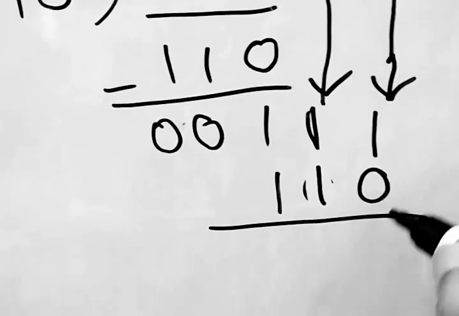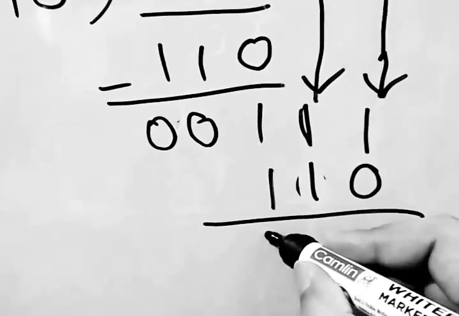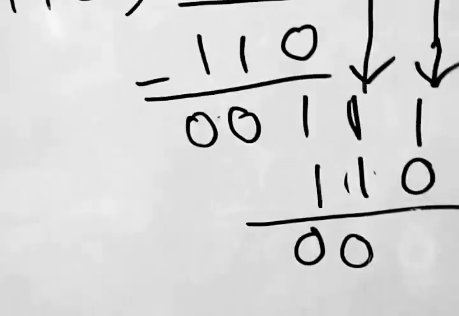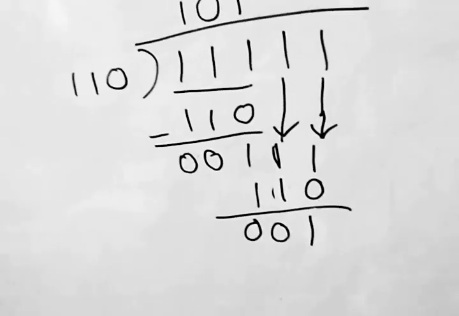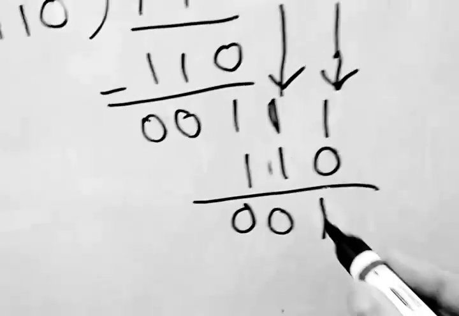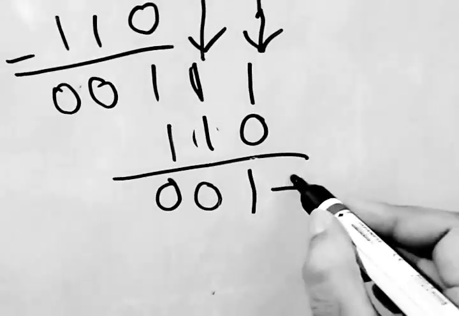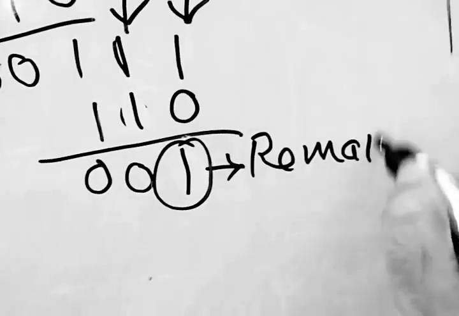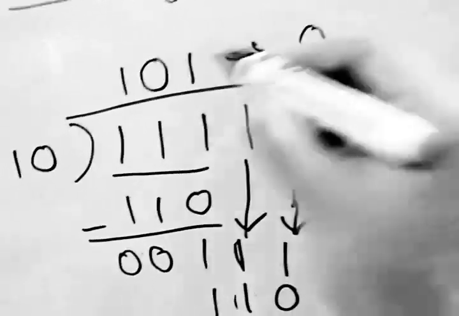Again we'll subtract: 1 minus 0 is 1... 0, 1 minus 1 is 0, 1 minus 1 is 0, 1 minus 0 is 1. So basically you can see now it is 1 and no more digits are left in the dividend. So the remainder is 1. 1 is the remainder. And the quotient is 101.